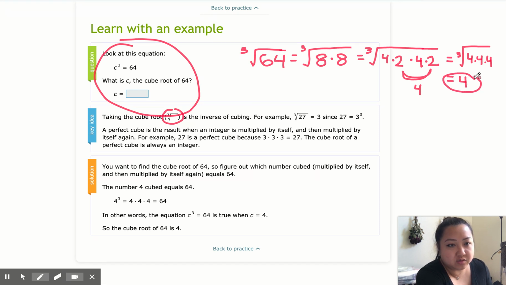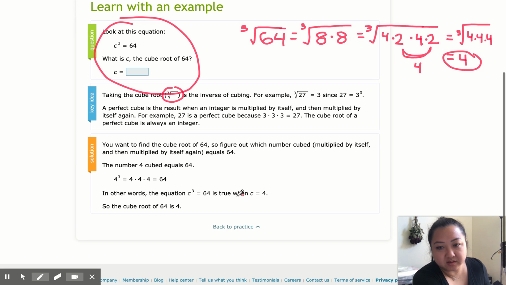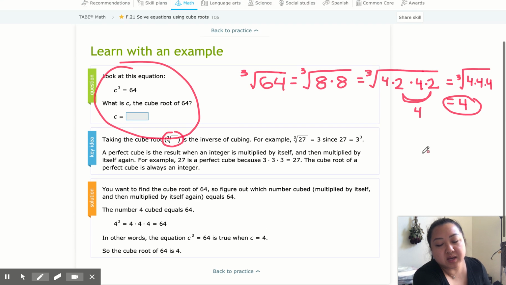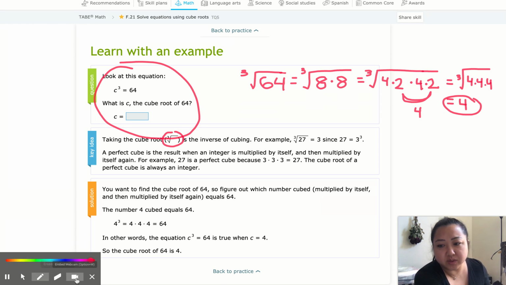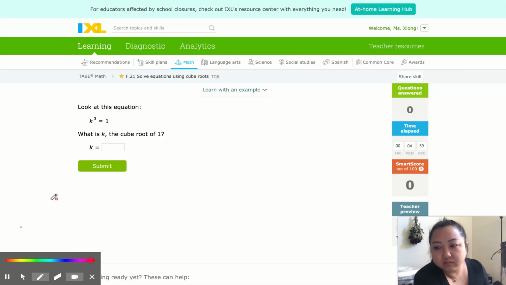All right. This whole time we were trying to figure out what that single number was that multiplies itself 3 times. So that's one way to figure it out. Sometimes you probably already know the perfect cubes, so you don't even have to do this. But in situations that you may have to think it through, this is one of the ways that you can use to do this. All right, so let's go ahead and try a problem.